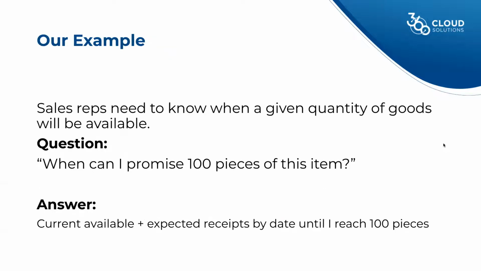The example that we're going to go through today is, I think, a pretty common example of where sales reps need to know when a given quantity of goods will be available. They're being posed this question from their customers and they need to be able to give them an answer. The answer is going to depend on the current available inventory, plus walking forward week over week what I expect to come in on purchase orders until I reach the sum of 100 pieces.